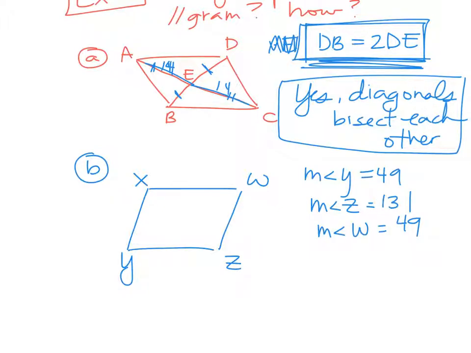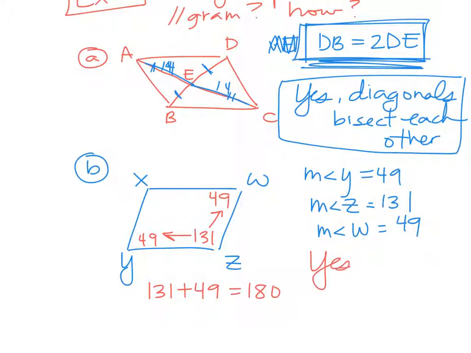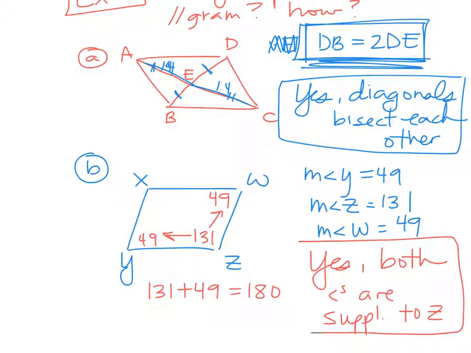They're supplementary on both sides, right? So if Z is 131 and W is 49 and Y is 49, as long as both sides are supplementary, which 131 plus 49 is 180, right? So as long as that's true, then it would be a parallelogram. So you would say yes, because both angles are supplementary to Z. Okay? Questions on that one?